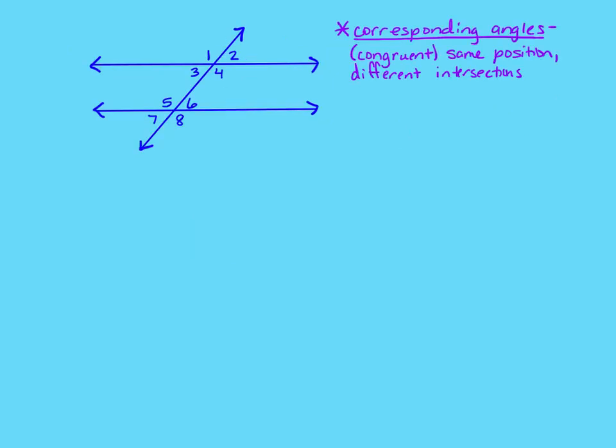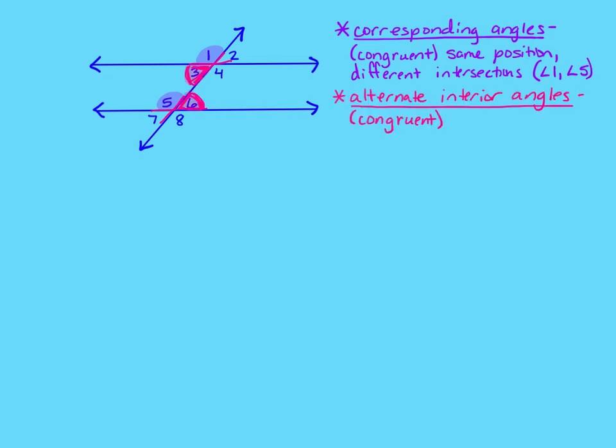We're going to look at some angle relationships that you can find in a parallel set of lines cut by a transversal. The first are called corresponding angles. These are congruent, meaning they have the same measure, and they're found in the same position, different intersections. An example of corresponding angles are angles 1 and 5. Notice that they are both the top left corner of their intersection. But there's 2 different intersections. There's an intersection here, and then there's an intersection here. And in both cases, they're that top left corner.